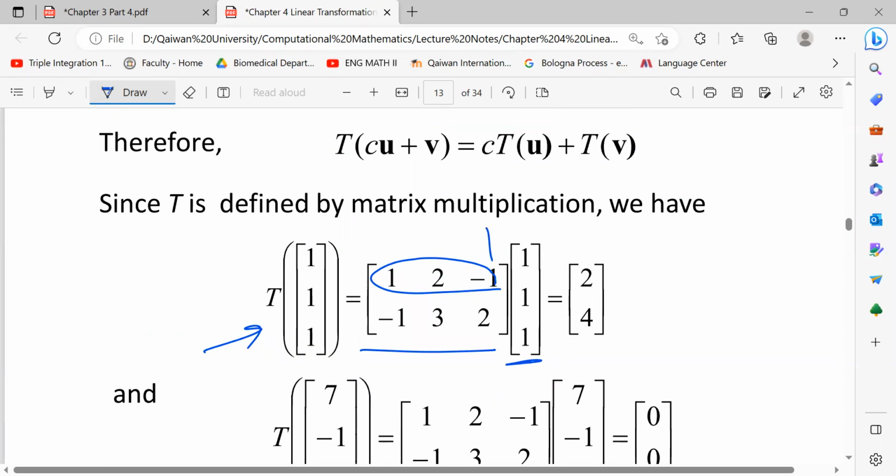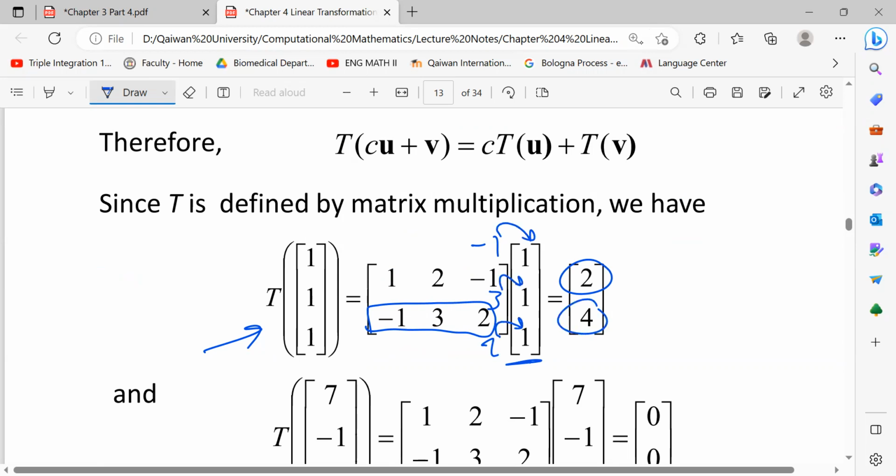Here it is: 1, 2, negative 1. 1 times 1 plus 2 times 1 plus negative 1 times 1. It is 2. It's 3 minus 1 is 2. Then we pick this row: negative 1, 3, and 2. Negative 1 times 1 plus 3 times 1 plus 2 times 1. It is 4. So this is the image of this vector.